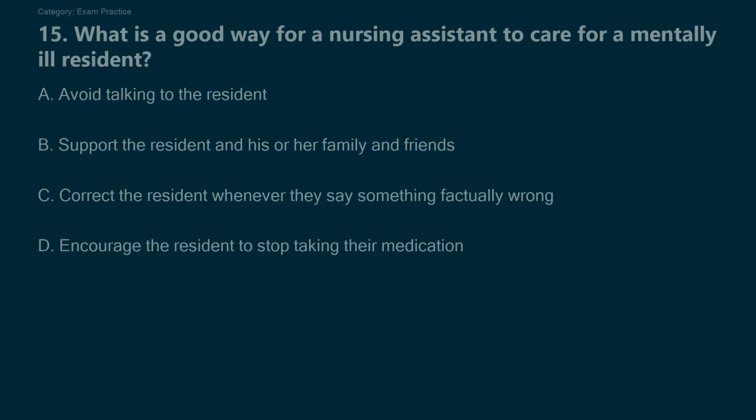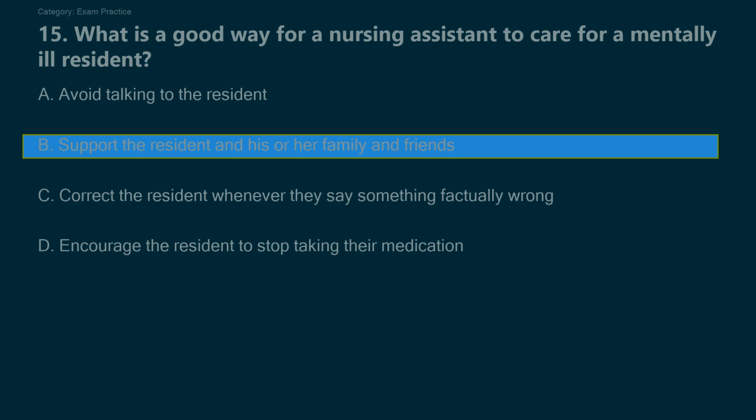Question 15. What is a good way for a nursing assistant to care for a mentally ill resident? Option A, avoid talking to the resident. Option B, support the resident and his or her family and friends. Option C, correct the resident whenever they say something factually wrong. Option D, encourage the resident to stop taking their medication. The correct answer is option B, support the resident and his or her family and friends.